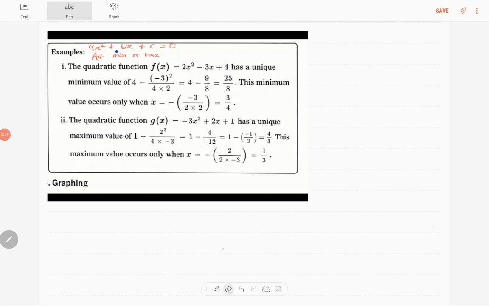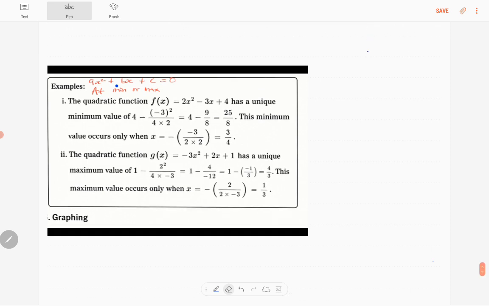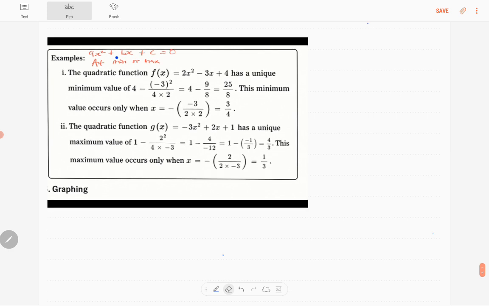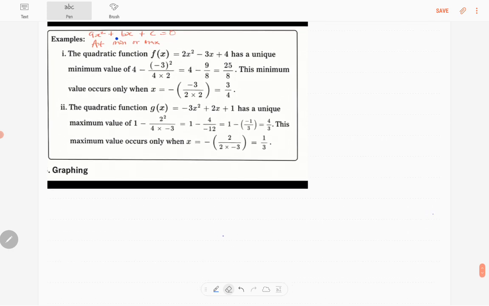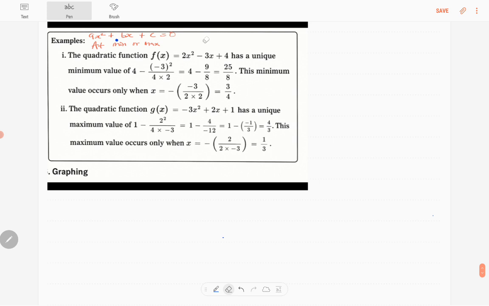Hello. So, minimum and maximum values. One thing we should remember is what happens at a minimum or maximum value. At a minimum or maximum value, the value of s becomes minus b over 2a.